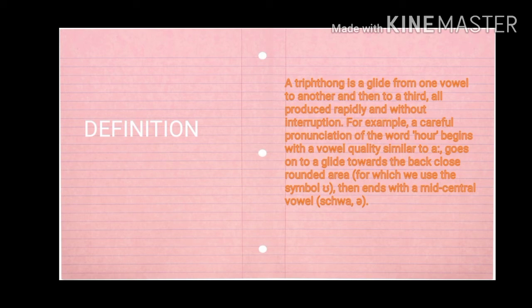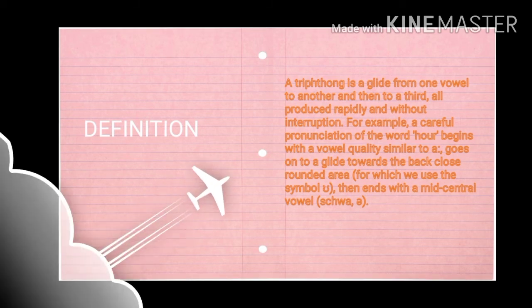For example, a careful pronunciation of the word hour begins with a vowel quality similar to a, goes on to a glide towards the back closed rounded area for which we use the symbol, then ends with a mid-central vowel.